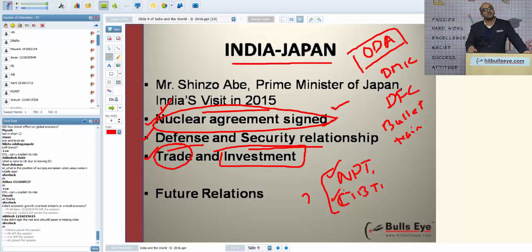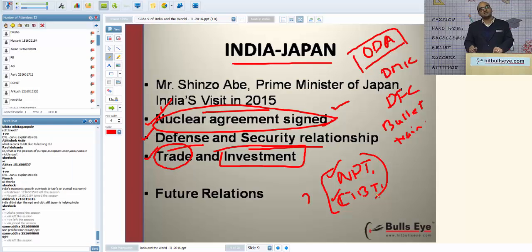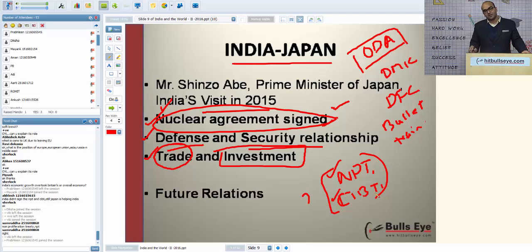CTBT is the Comprehensive Test Ban Treaty. It bans nuclear tests in any form, either underwater, underground or over the land, right? So it bans these things. Since India has not signed this, Japanese mentality or sentiments did not allow it to sign a nuclear agreement with India. However, now that particular stance is slowly softening, right?